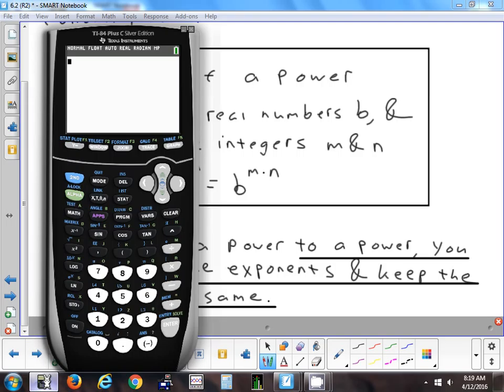Like let's say I did 8 squared, and I raised all of that to the 9th power. Okay, that's just like what we did, power to a power. That's going to be really, really big. What would the answer to that be? Just as an exponent. 8 to the what power?